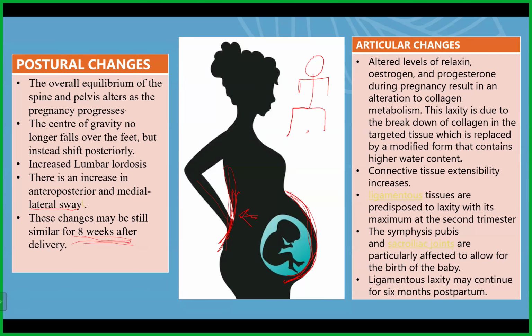Yes, okay. So, talking about the articular changes. Earlier, I had discussed that relaxin and the other hormones all help in relaxing the articular structures, the cervix and the ligaments. So, how does it do that? It is by changing the collagen metabolism. The laxity is because the collagen breaks down and is replaced by high water content, so the extensibility would be more.